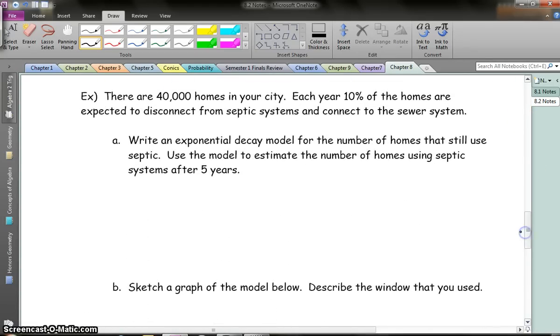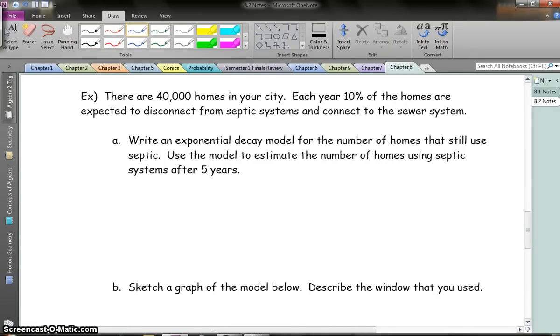Okay, so there are 40,000 homes in your city. Each year, 10% of the homes are expected to disconnect from the septic systems and connect to the sewer system. That's a good thing. So it says, write an exponential decay model for the number of homes that still use septic. Use the model to estimate the number of homes using septic systems after 5 years.